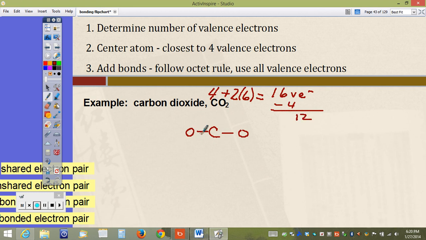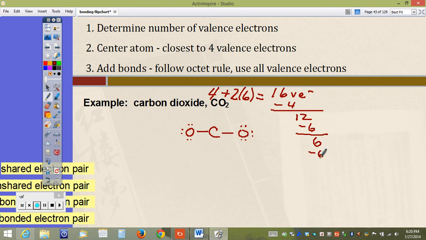This oxygen here has 2 electrons in the pair. It needs 6 more. 1, 2, 3, 4, 5, 6. Let's subtract out those 6 we just used. That gives me 6 more valence electrons. This oxygen has the 2 electrons in the pair, but it needs 6 more to be an octet. So we're going to go ahead and put out those 6 electrons.